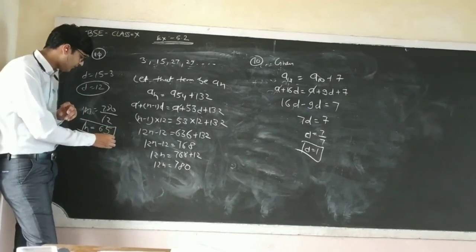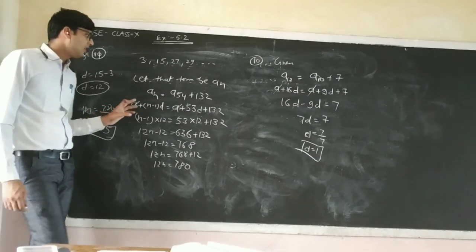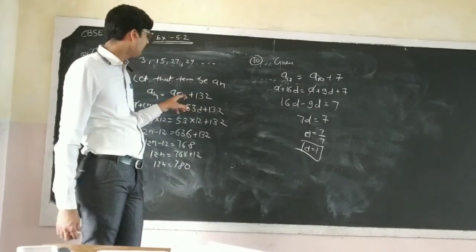So 65. The 65th term will be 132 more than its 54th term.